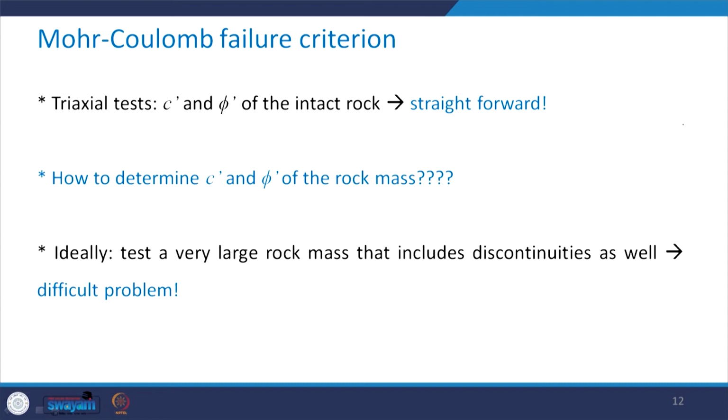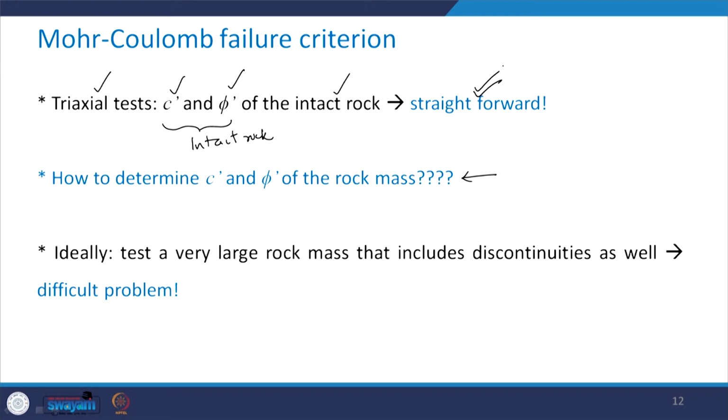The question is how to determine the parameters C and phi in case of the effective stress condition for the rock mass. As far as C prime and phi prime for the intact rock are concerned, we can straightforwardly conduct the triaxial test and analyze the data of this test in order to get this C prime and phi prime for the intact rock. This is pretty straightforward.